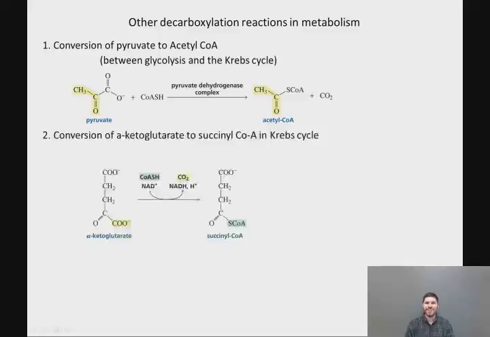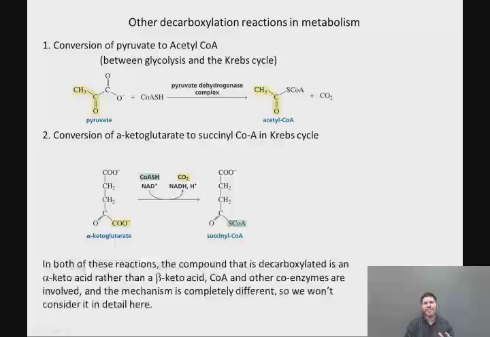The second example of loss of CO2 through decarboxylation is the very next step in the Krebs cycle after the one we looked at in detail on the last slide, and that is the conversion of alpha-ketoglutarate to succinyl-CoA. In this case, you can see that the terminal carboxylate at the end of alpha-ketoglutarate that has the ketone on it gets lost. It gets converted into CO2, and then that group is replaced by an S-coenzyme A to give you succinyl-CoA.